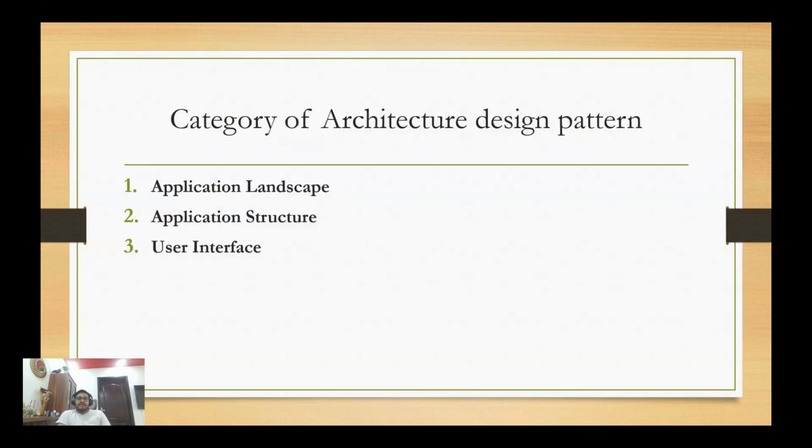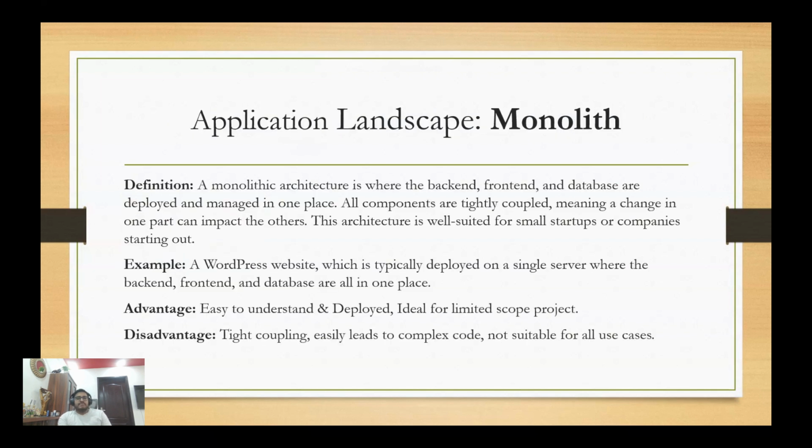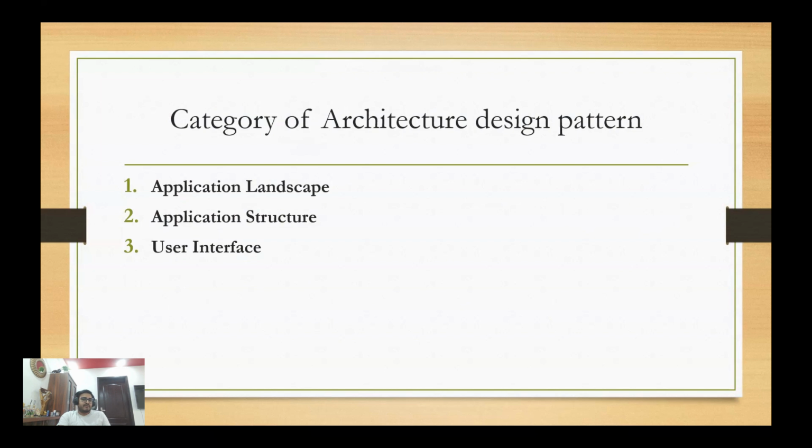So I have divided architecture design pattern into three categories: application landscape, application structure, and user interface. In this video, I will cover application landscape in detail. In the next two videos, I will cover application architecture and user interface in great detail. Okay. So let's start with application landscape. Okay, so in application landscape, there are some very popular application design patterns.